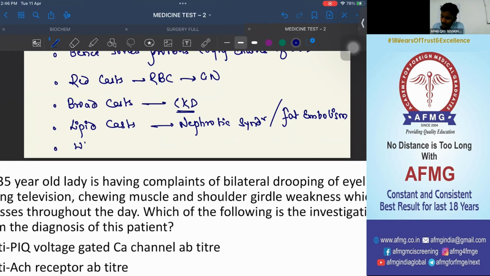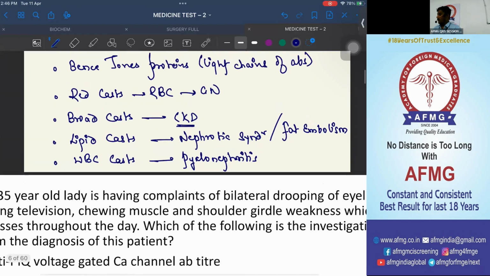And lastly, WBC casts. They are definitely a feature of infection. That means pyelonephritis in the patient. They are a feature of pyelonephritis in the patient. Okay? These are the uncommon things which most of them will not teach you, and these are appearing in the examination. So that's important.